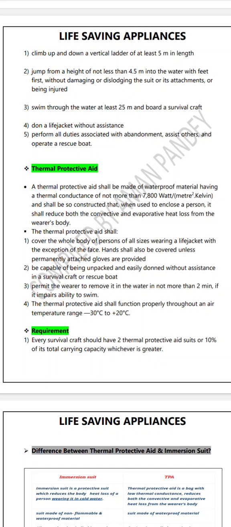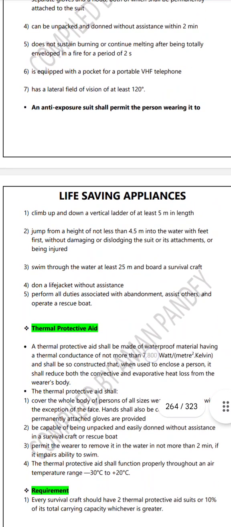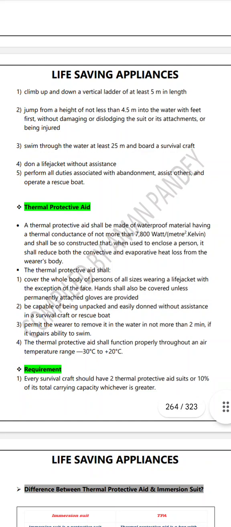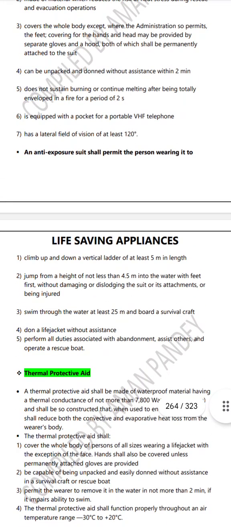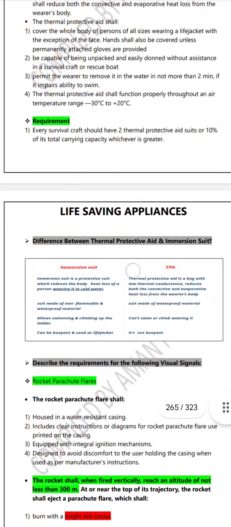This is where it is mentioned, but for the immersion suit it is not mentioned. So swim through the water at least 25 meters and board the survival craft. So this is about your anti-exposure suits.